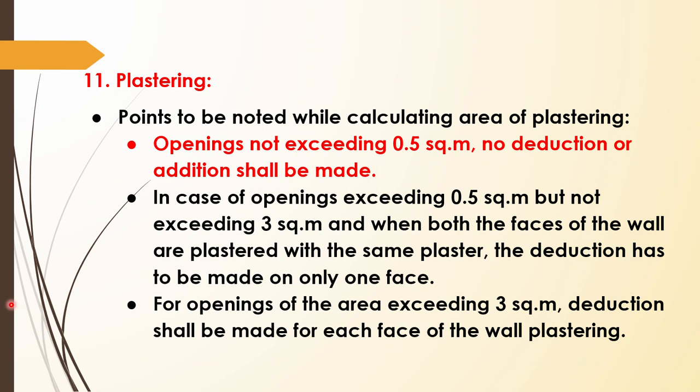And some points we have to note before doing plastering. Openings not exceeding 0.5 square meter, no deduction or addition shall be made. For example, if there is a small ventilation, then while calculating the cost we have to know the quantity of plastering, right? But if the area of the ventilation is less than 0.5 square meter, then there is no need of deducting that particular area from the plastering work. So some points are there to note how to deduct, where to deduct, and where not to deduct the areas. So that is about plastering.